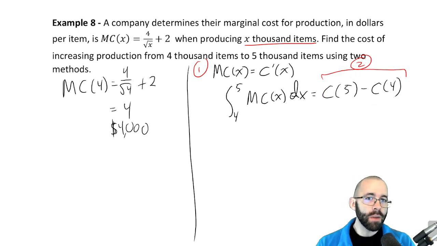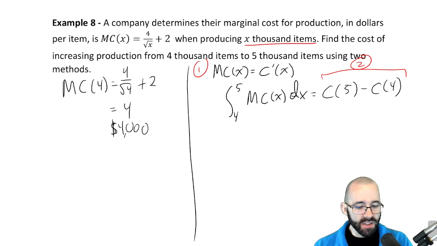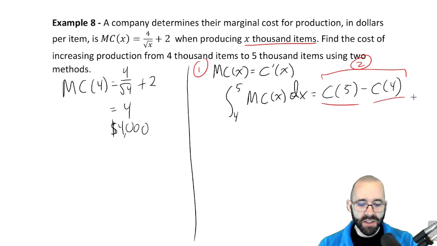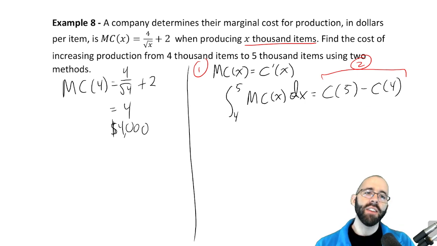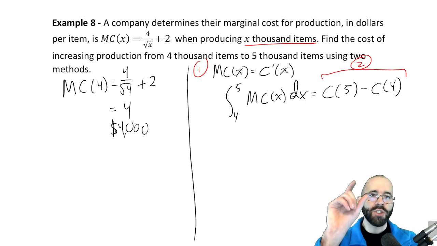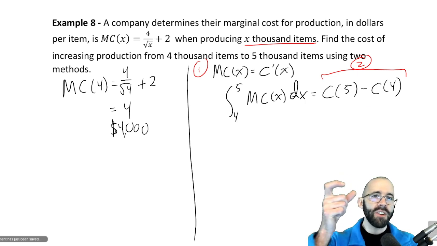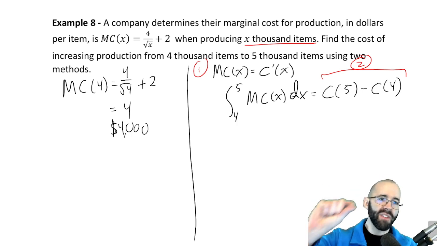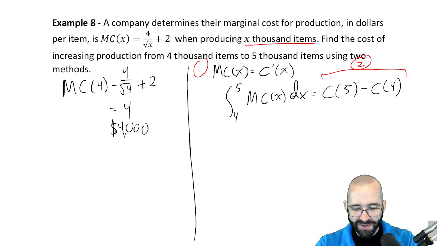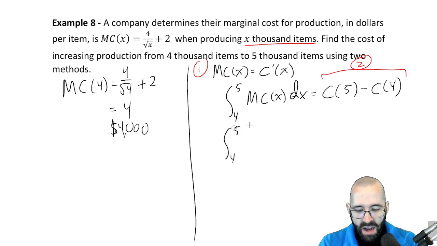What's the cost of increasing production from 4,000 items to 5,000 items? Well, the cost of 5,000 items minus the cost of 4,000 items. So this is kind of a silly problem, but it's cool because it shows how the 2 definitions we've been working with apply with derivatives and integrals, which is fun. But the second method is what the book wants you to do. So this is the integral from 4 to 5 of our marginal cost function.